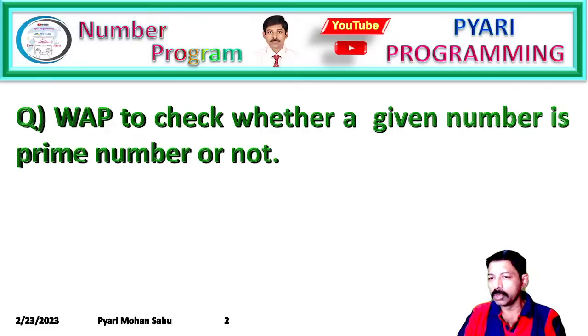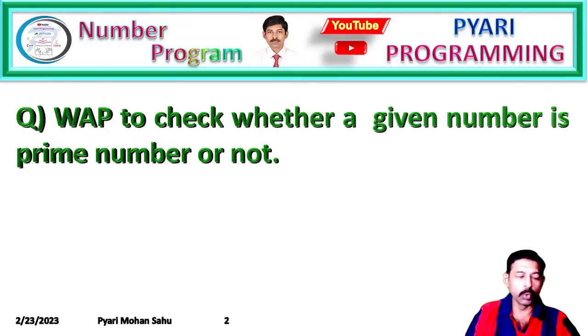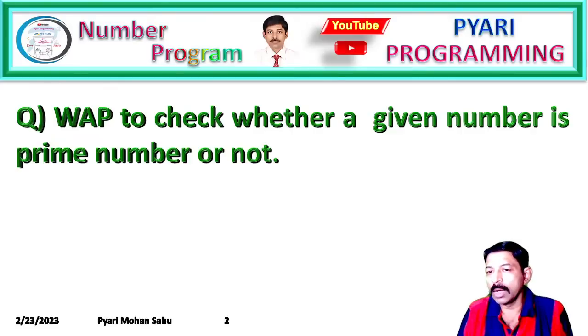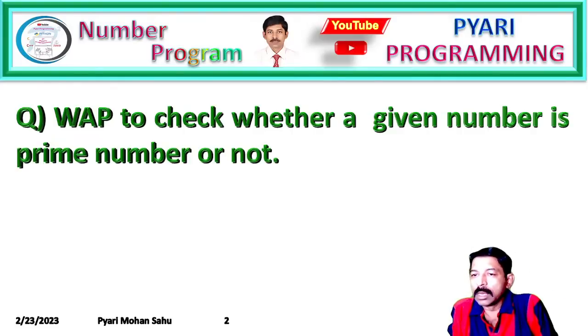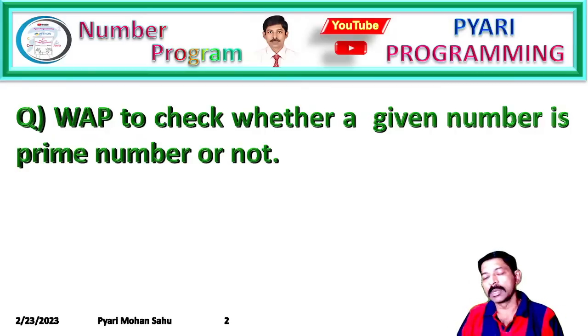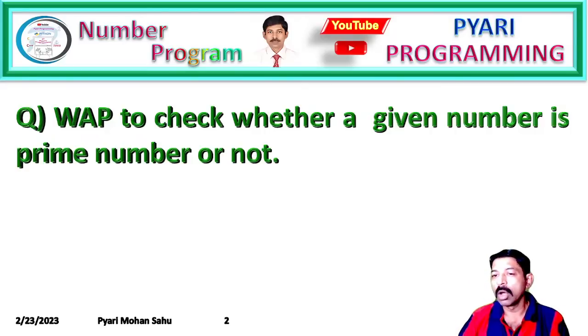The number which has only two factors. What are those two factors? 1 and itself. No, a number which is not divisible by 2 is called an odd number. The number which is divisible by 2 is called an even number. That is not the definition for a prime number.